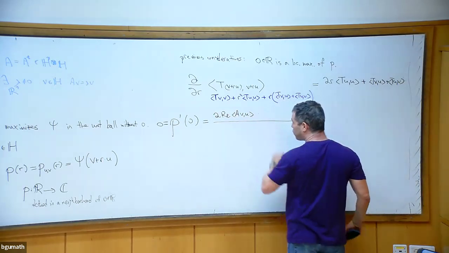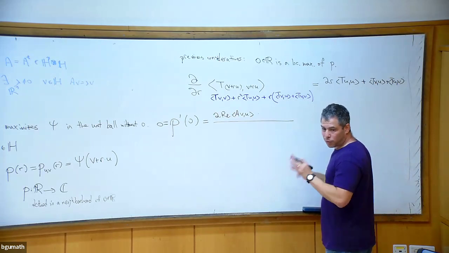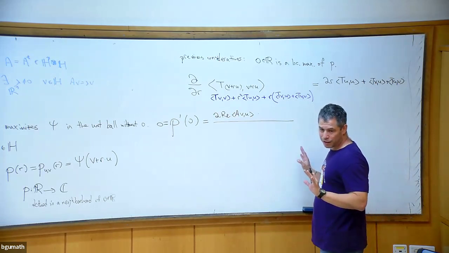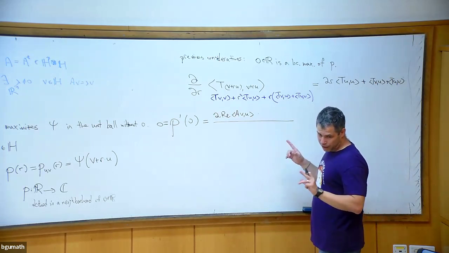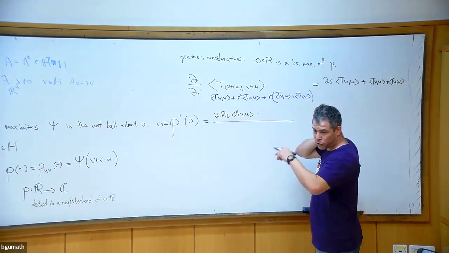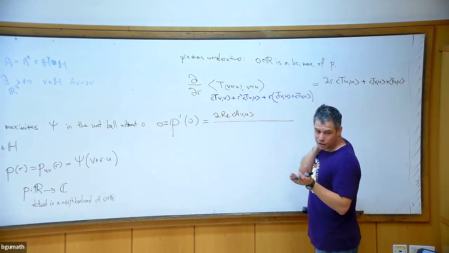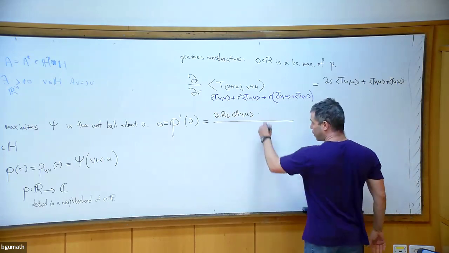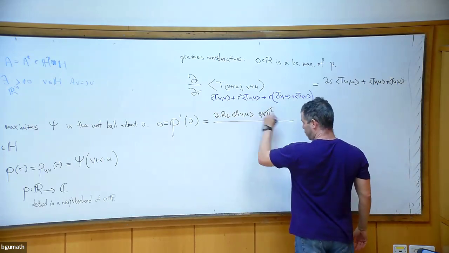This has to be multiplied by the bottom without taking derivatives, right? What is the bottom without taking derivatives? It's V plus RU norm squared. When R equals 0, that's just norm V squared, which is 1. Okay.